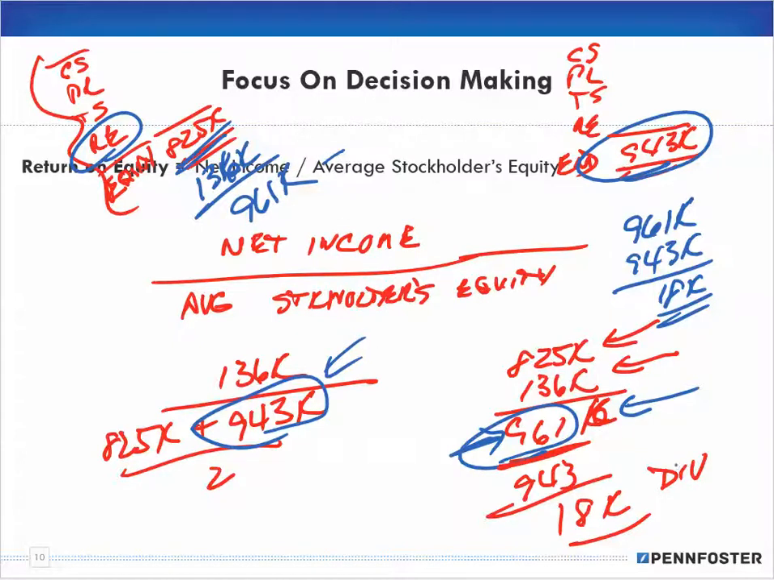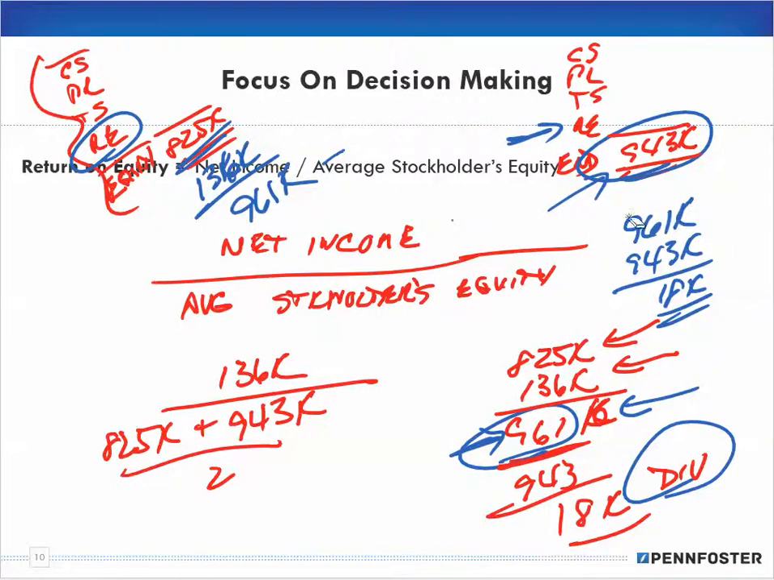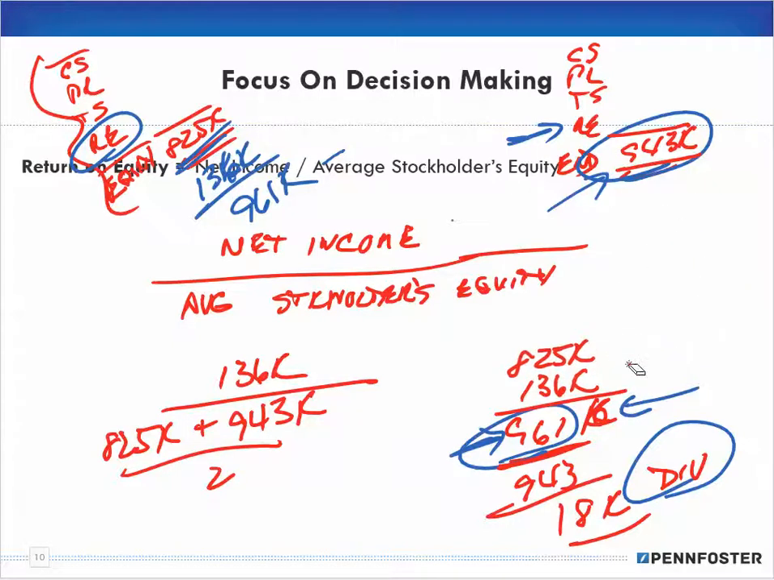Well, most likely, assuming we didn't retire any stock or have some kind of change in our stock position, that means we ended up having to pay out dividends of 18,000, which would have affected our retained earnings, okay, and that would have allowed us to end up with that 943,000 as our ending stockholders' equity.